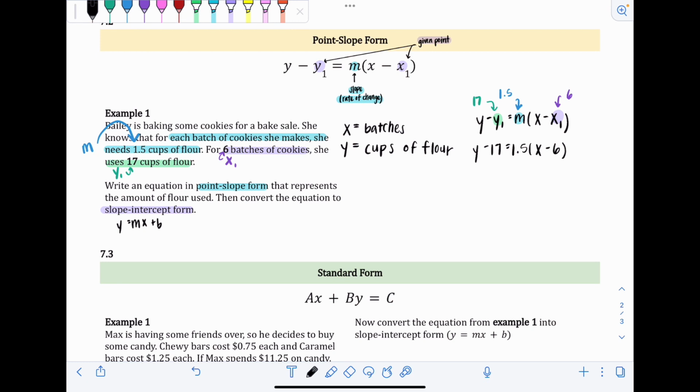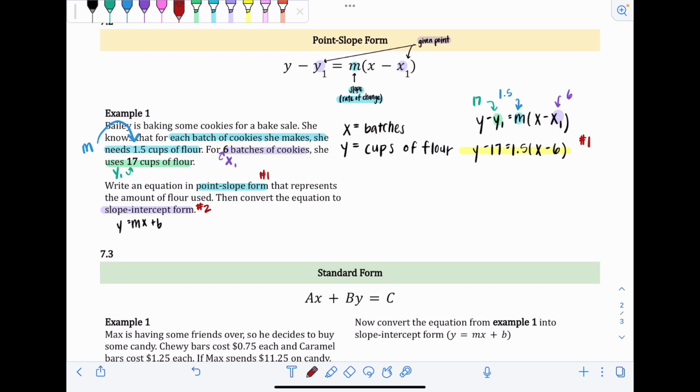So we have our equation in point slope form. Going back to the final instructions for the problem, it says write an equation in point slope form that represents the amount of flour used. That's this, so that's the first part of the problem. Then it says to convert the equation to slope intercept form, so that's what we're going to do next. I'm going to label these so we can see the differences in our final answers. So this is going to be number 1, and then number 2 will be slope intercept form.